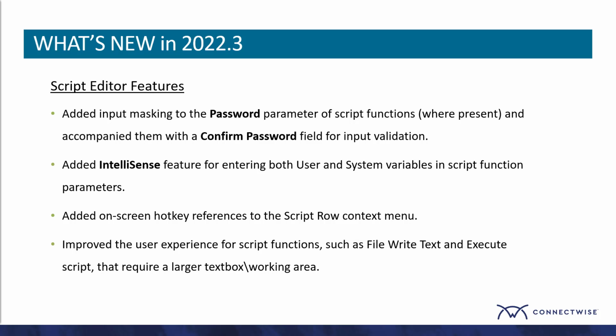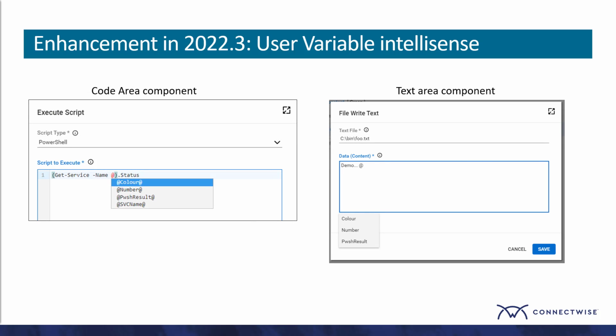We've improved that functionality. Here's what you can see in the code area component on the left when we are using IntelliSense. Press the @ on the keyboard, and it will list all available variables that can be inserted in that particular line. The same thing goes on the right-hand side for a text area component. Once again, pressing @ on the keyboard is going to allow me to insert the appropriate user variable there.